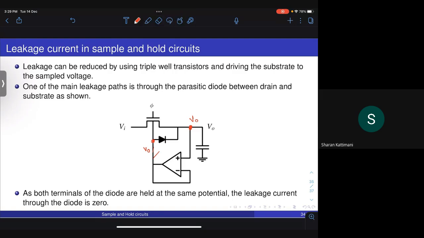Was this session useful, or was it that most of the things you already knew in terms of sample and hold circuits?